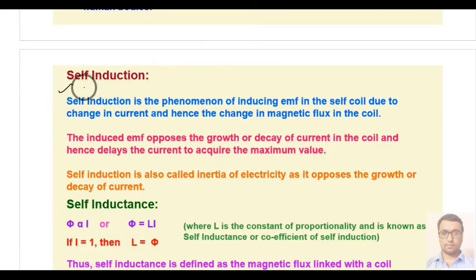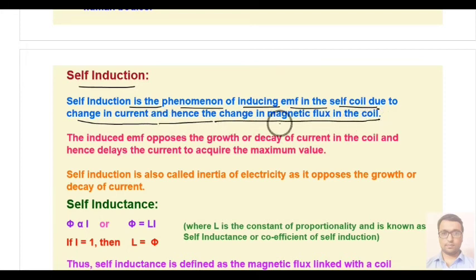Then we have the next topic, that is self induction. Self induction is basically the phenomenon of inducing EMF in the coil itself due to a change in the current, and hence the change in the magnetic flux in the coil. So the induced EMF opposes the growth or decay of current in the coil, and hence delays the current from acquiring its maximum value. So what is self induction?